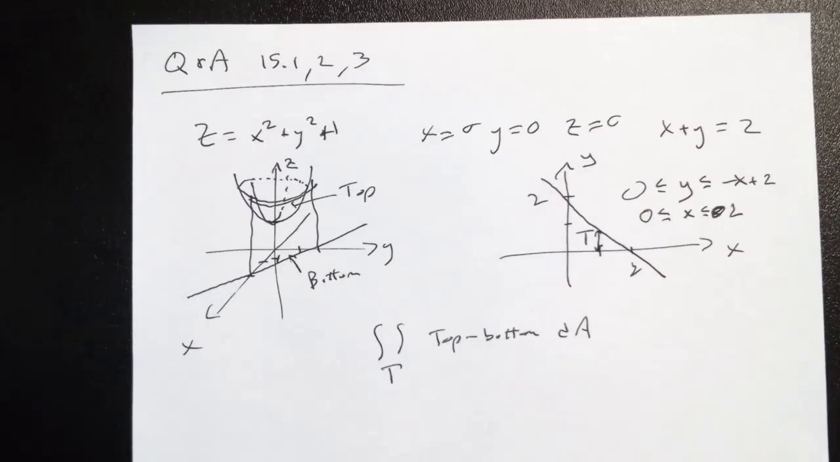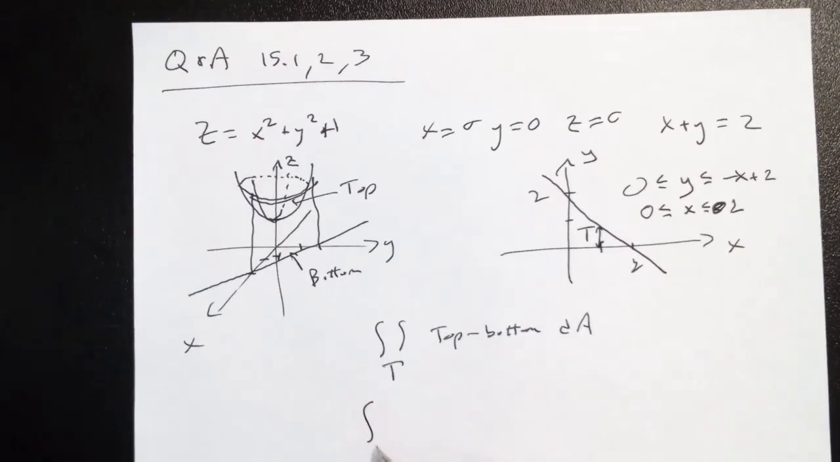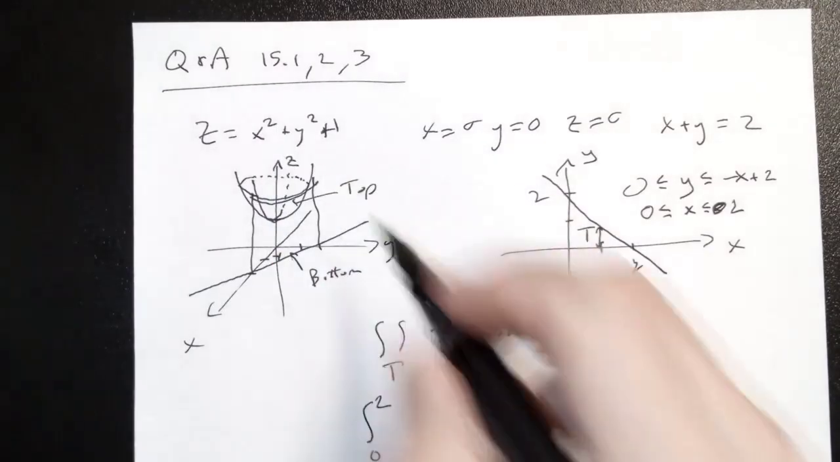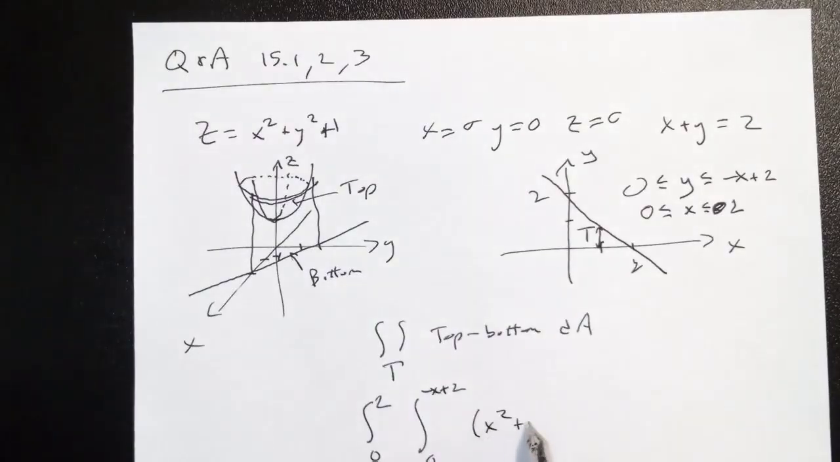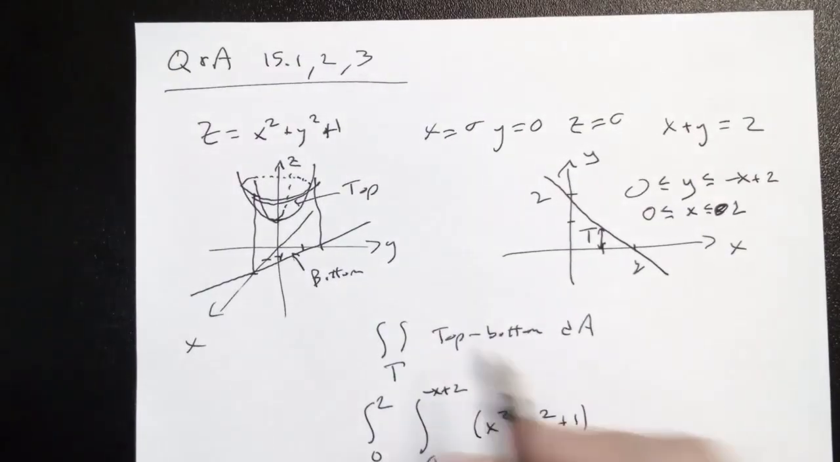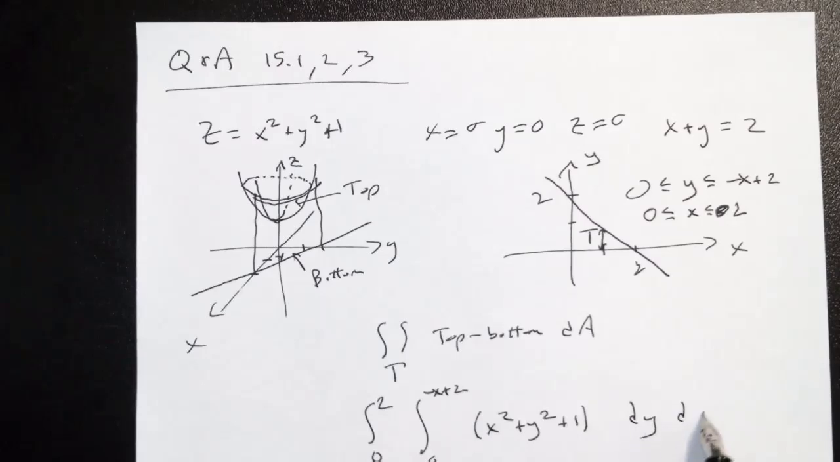Well, now that I've got my bounds, the outer integral is 0 to 2. The inner one is 0 to negative x plus 2. Top equation minus the bottom, but the bottom is z equals 0. And then this is dy dx.